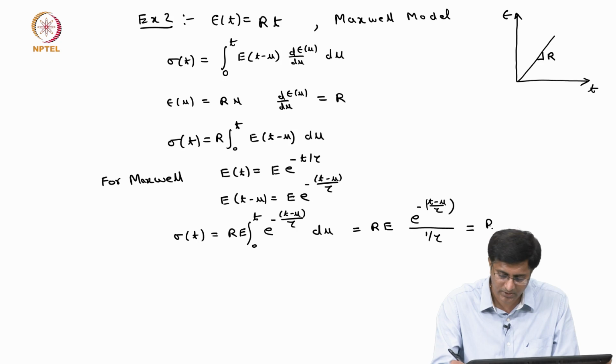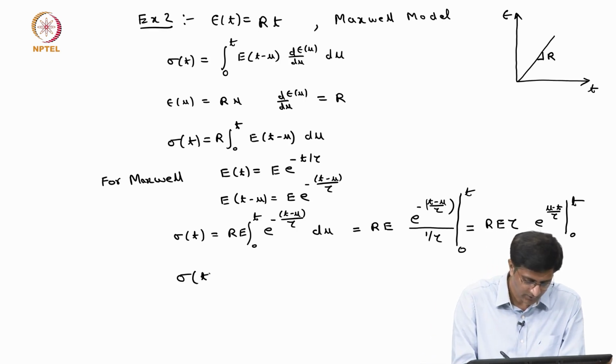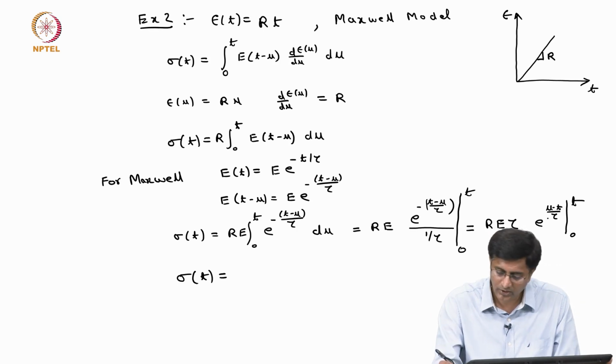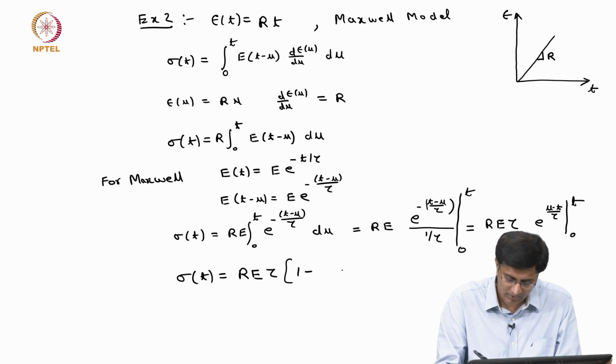So, which means it is written as R e tau, evaluated within the limits of 0 to t. So, we will write it as e power minus, I can also take it inside, then it will be u minus t by tau, evaluated at 0 to t. That should give us, when u is tau, it is e power 0, it is 1. So, R e tau times 1 minus, when u is 0, it is simply e power minus t by tau.